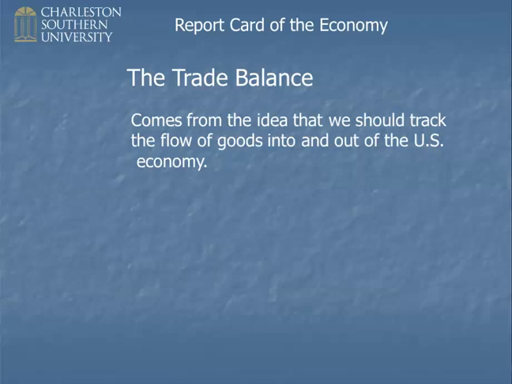Well, the trade balance comes from this idea that we should track the flow of goods into and out of the U.S. economy, or for that matter, for any country's economy. It has a general formula that the trade balance is equal to the dollar value of your exports minus the dollar value of your imports. So most of you probably know that the current trade balance is in deficit or negative, and all that means is that the dollar value of things that we import must be greater than the dollar value of things that we export to make it negative.